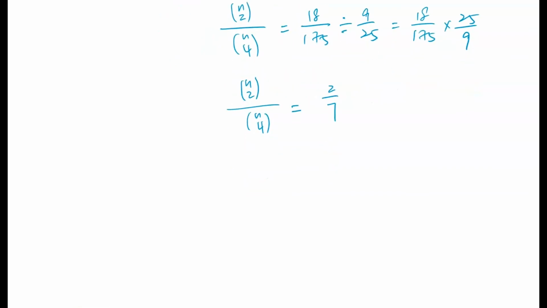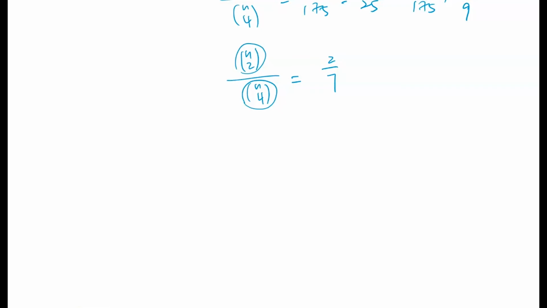Now I simplified it to something that is a lot less intimidating. But I still have the n choose 2 and n choose 4. I can simplify these using my formula. So n choose 2 we know is n over 2, but there's 2 factors, so it's n times n minus 1 over 2 times 1. Over n choose 4, which is n over 4, but there are 4 factors: n, n minus 1, n minus 2, n minus 3, over 4 times 3 times 2 times 1.